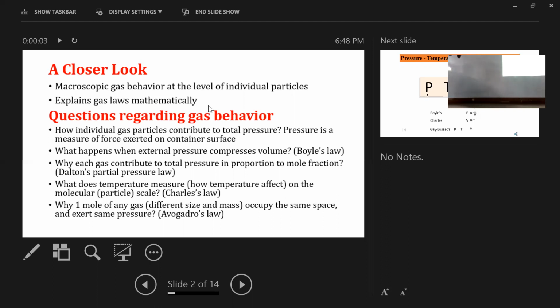We'll try to learn. Pressure is a measure of the force exerted on the container surface. You may have a bigger container or a smaller container. What is pressure? Pressure means how much force is being applied on a surface. If you have a container like this, you may have a very big container or a very small container.